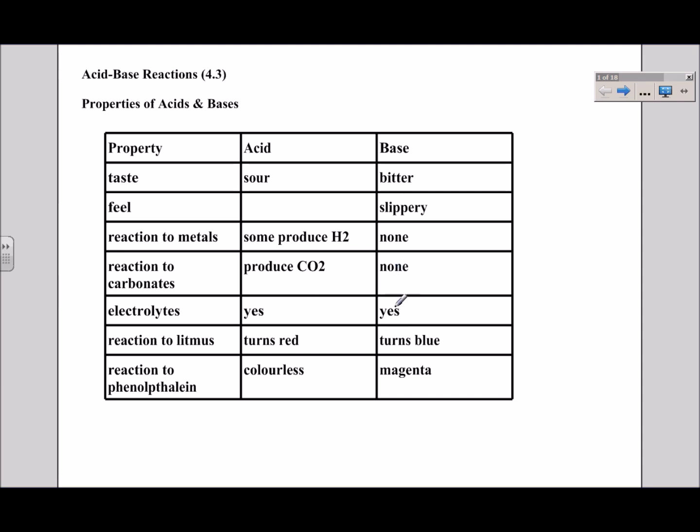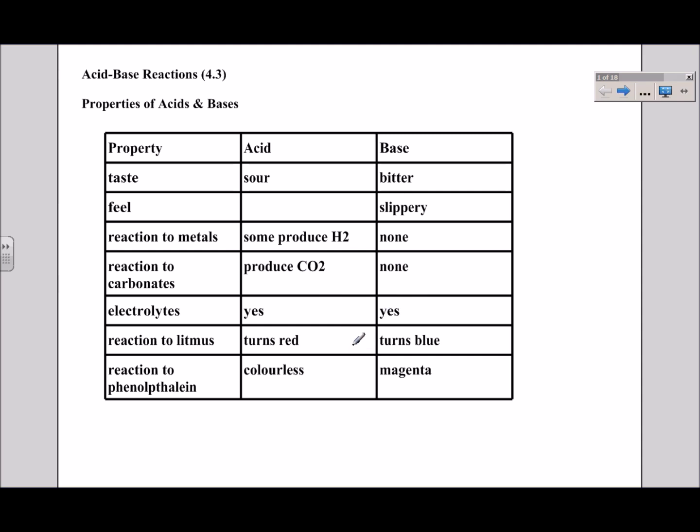Now, both acids and bases are electrolytes. As we explore the definitions, you'll see why this makes sense. When they are placed in water, there are ions in solution, which is what allows them to conduct electricity.